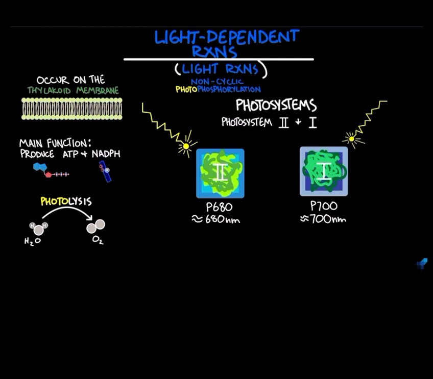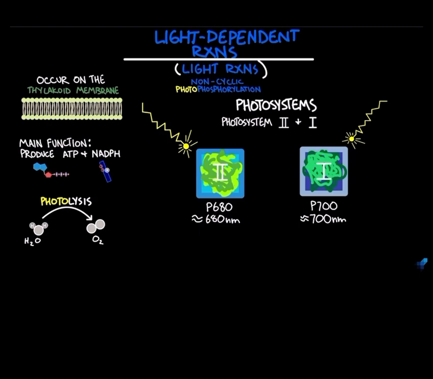Now, a way to remember this is to think of these numbers without the zeros. So P700 would just be 7 and P680 would just be 6 and 8. Photosystem 1 has one number, so it's just the 7. Photosystem 2 has two numbers, so it has to be 6 and 8, so it's P680. That's how I remember it.